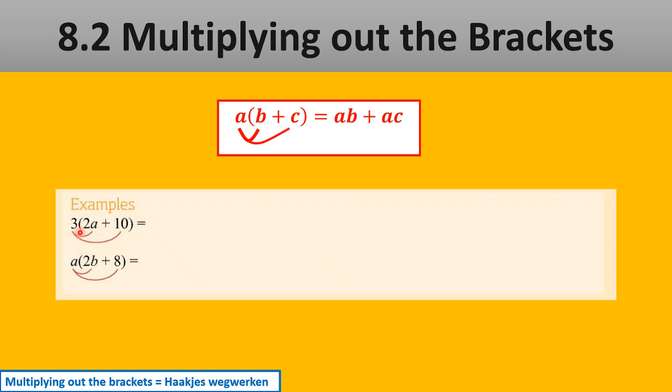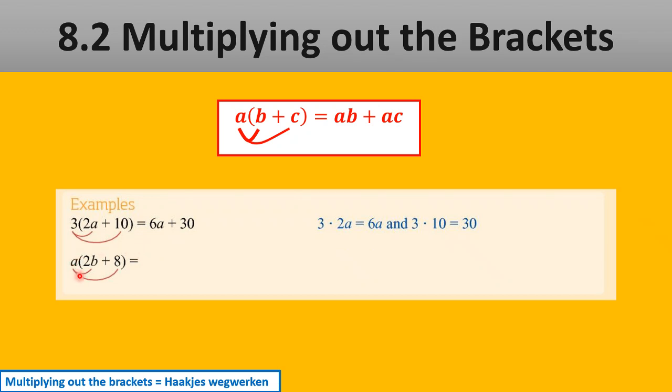So here, 3 times 2A and 3 times 10. This is the intermediate step. 3 times 2A gives me 6A. And 3 times 10 is 30. Now add them up. There's a plus sign here, so you get 6A plus 30.